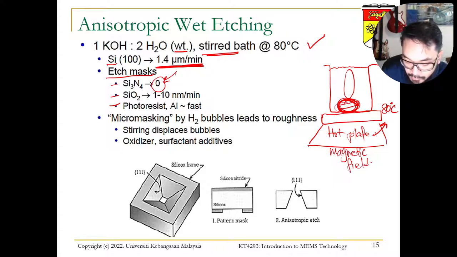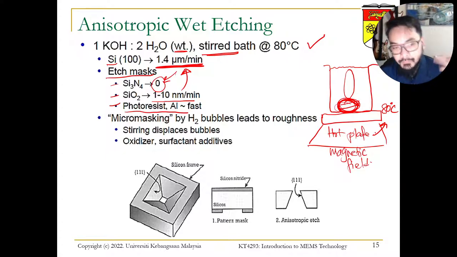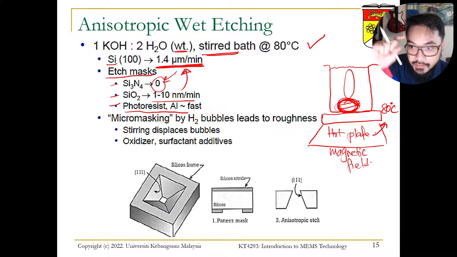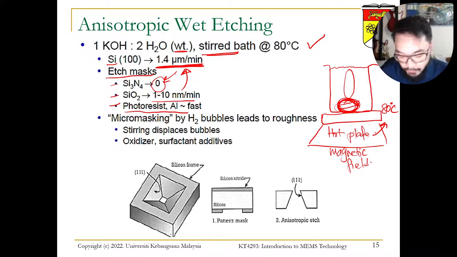You can also use silicon oxide, but silicon oxide can still be etched away by potassium hydroxide, though the rate is much lower compared to the etching of the silicon material. And you can also use photoresist. However, your photoresist may have a very fast etching rate as well. So it depends on what you need. If you just need to etch very fast, then it's okay. If you need to do the etching for a long time to etch away a very significant depth of silicon, then photoresist might not be the best. So you can use either silicon oxide or silicon nitride.